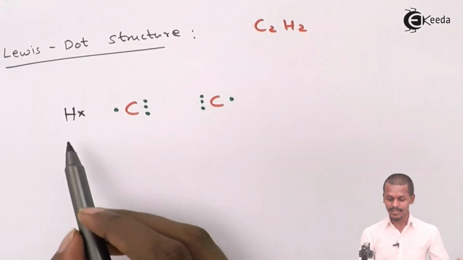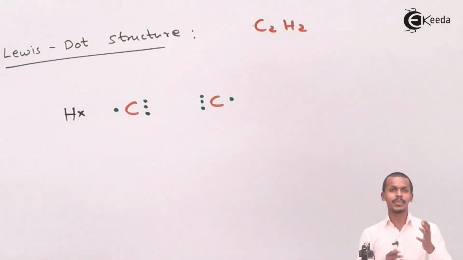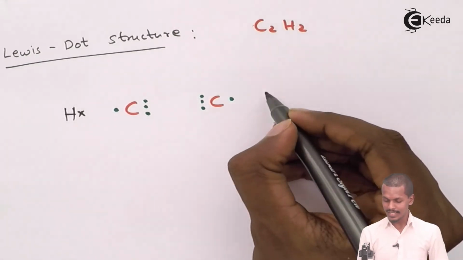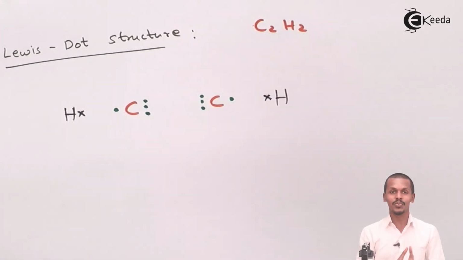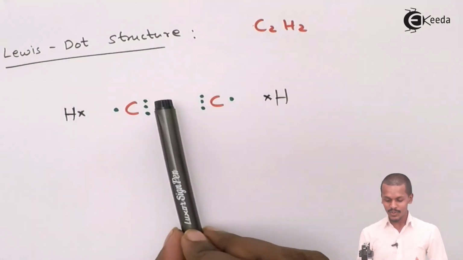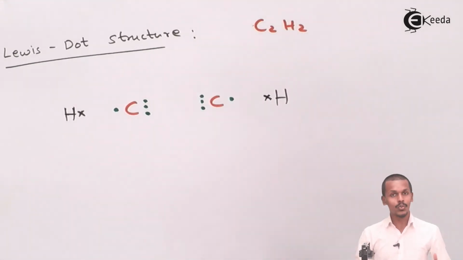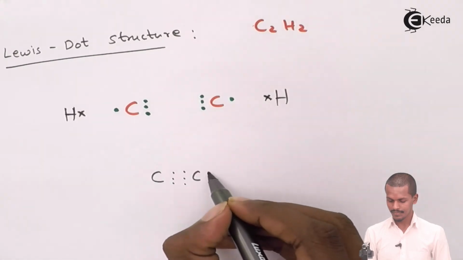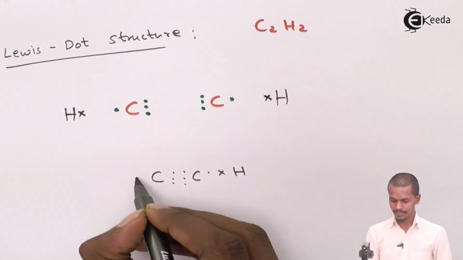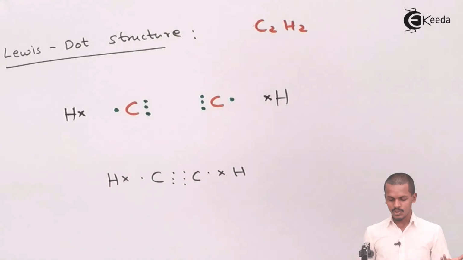The hydrogen electron can be represented with an x. This x represents the electron of the hydrogen, and this x also represents the electron of the hydrogen, making this the Lewis dot structure. It is not necessary to draw them too far apart; it can also be made in a very close form, like this one. So this is the Lewis dot structure for ethyne.